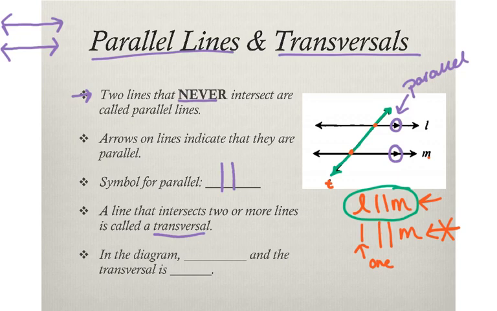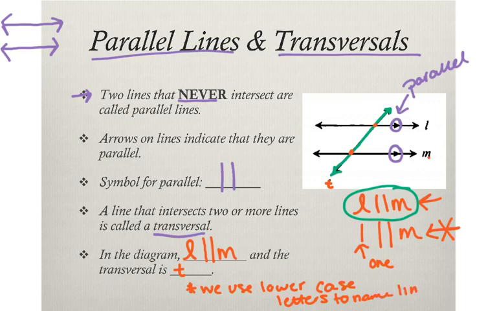So in the diagram, and this is where we're going to fill in the part that I just went over with you guys. In the diagram, line L is parallel to line M, and the transversal is, and you're just going to use the letter, it's a lowercase t. So just so you guys are aware, we use lowercase to name our lines. All right.